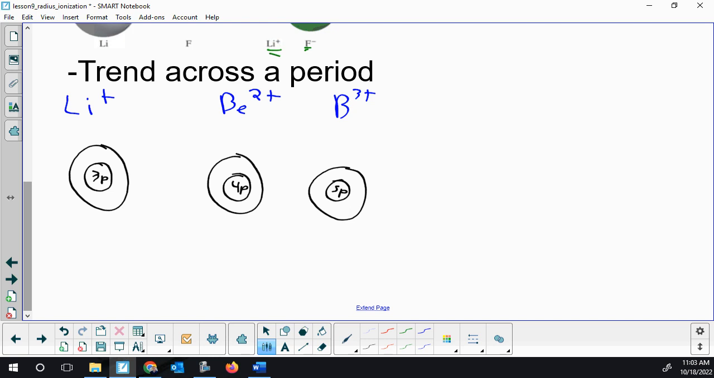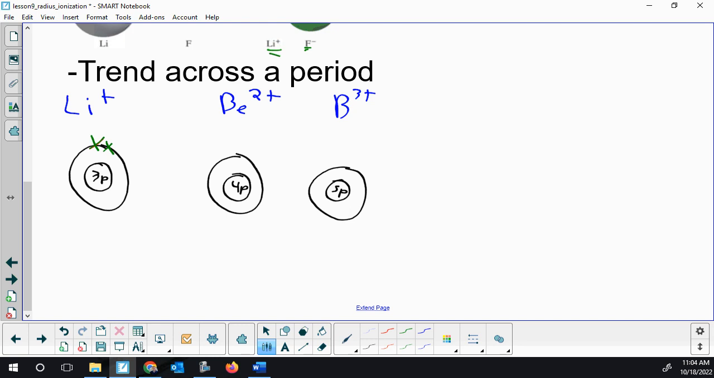Lithium would normally have 3 electrons, but it's lost 1. So the lithium ion is positive. It's lost 1, so it's only got 2 electrons. I'll keep my colors. I've been using green for the isoelectronic ones throughout the lesson.